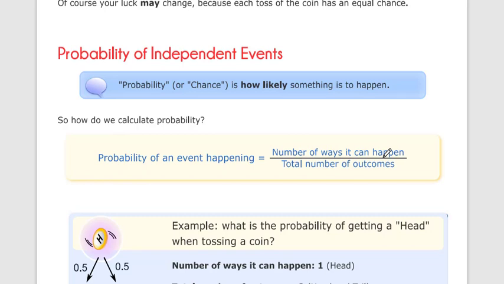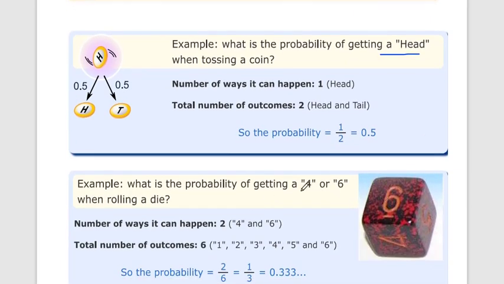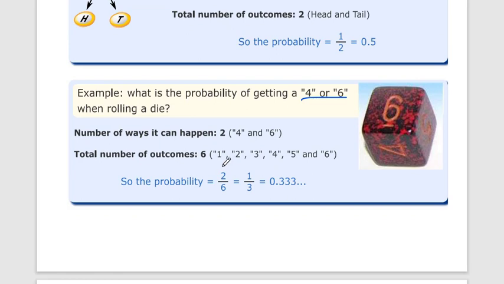The last formula of probability was only about one event. But now let's say there are two or three events, and we have to find the probability of all of them. How do we calculate that? First of all, the probability of independent events. We already know the probability of only one event: the number of ways it can happen divided by the total number of outcomes. For example, the probability of getting a head is 1 by 2, and the probability of getting a 4 or 6 is 2, out of a total of 6 outcomes, 2 by 6, which is 1 by 3.